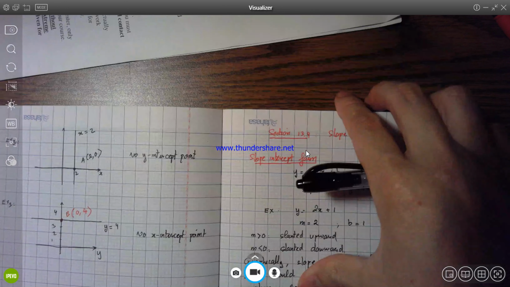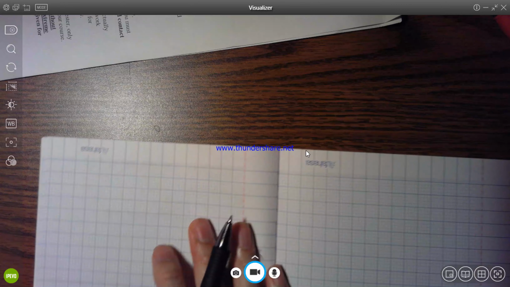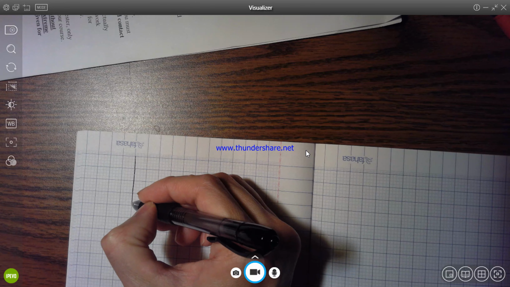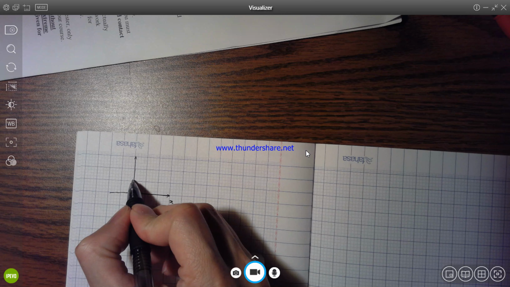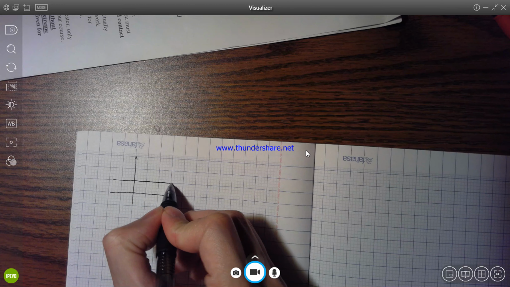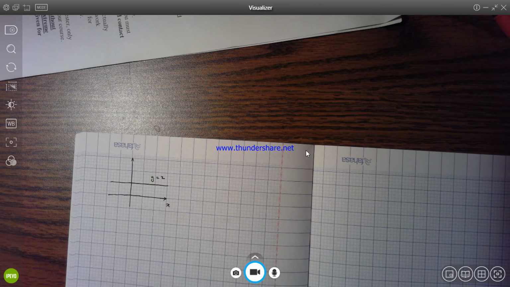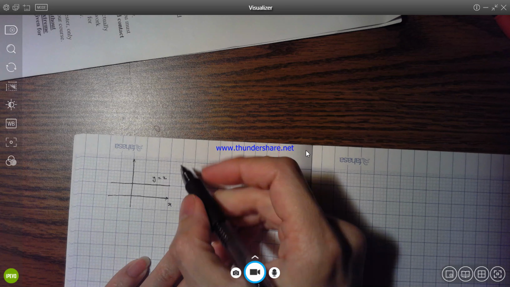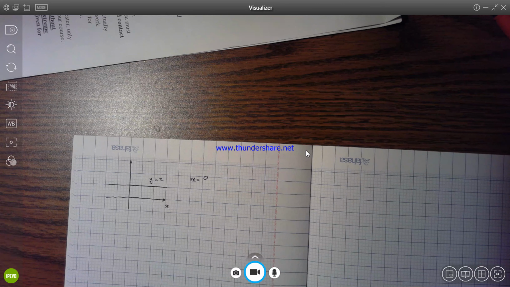What if I have a horizontal line? What if I have something like this? This is y equals 2. Then what happens to the slope? Any horizontal line, remember, the slope will be 0.